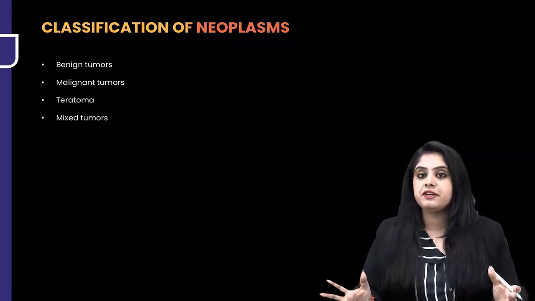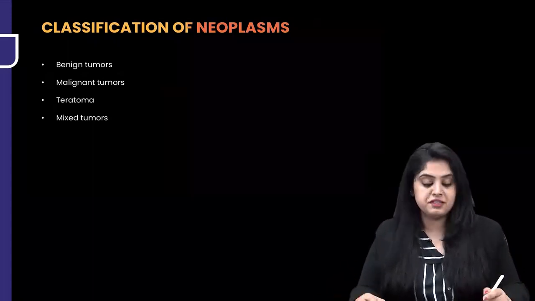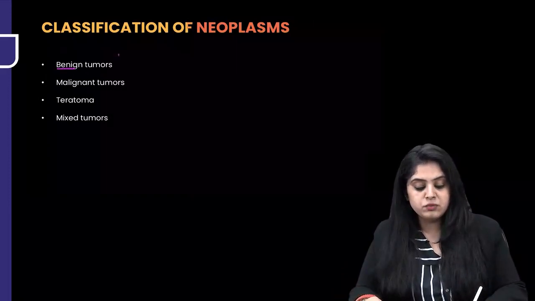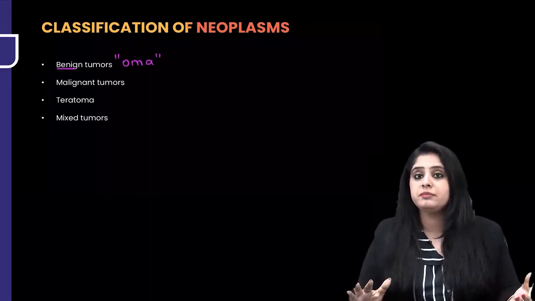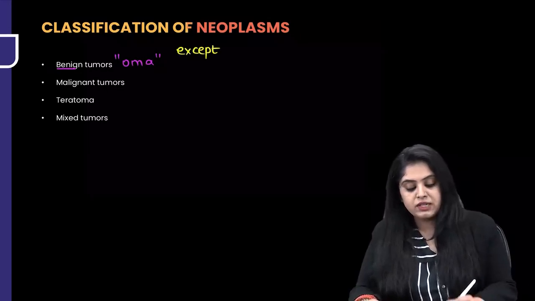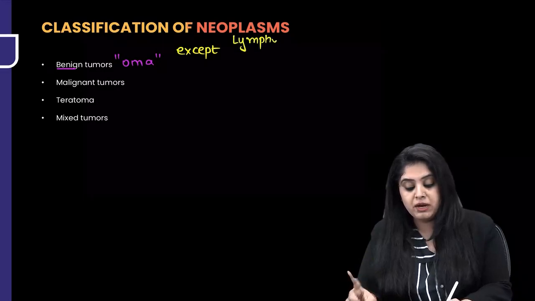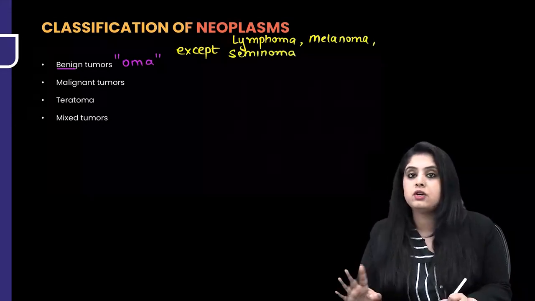And we know that we classify tumors into 4 categories: benign, malignant, teratoma, and mixed. Whenever I use the word benign tumor, I have to put something like oma in front of it, like lipoma, fibroma, adenoma. Oma will always be in benign. However, there are certain exceptions to this rule. And what are the exceptions? Means if, for example, they say lymphoma. Lymphoma is oma but is not benign. Similarly, they write melanoma. Melanoma is oma but not benign. Same way, seminoma. Seminoma is again oma but not benign.